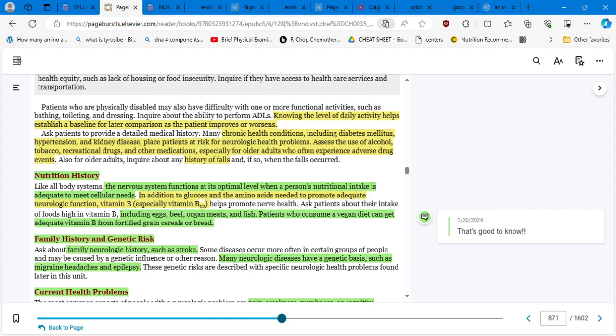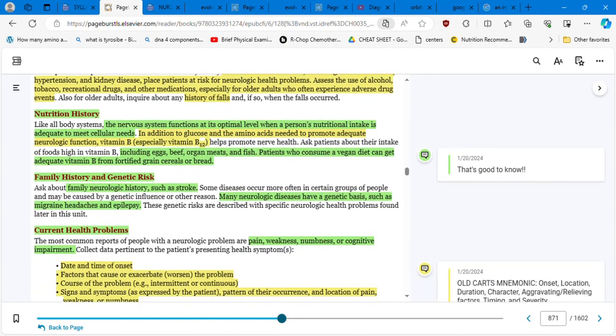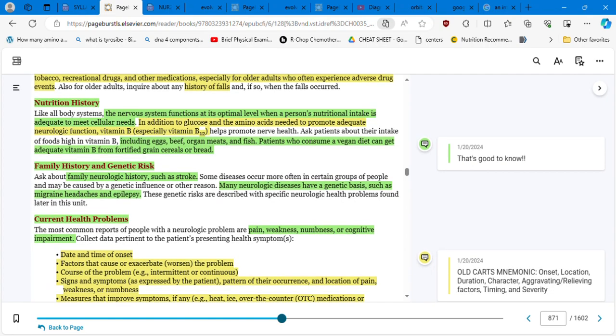Chronic health conditions, including diabetes mellitus, hypertension, and kidney disease, place patients at risk for neurologic health problems. Assess the use of alcohol, again, tobacco, recreational drugs, and other medications, especially for older adults who often experience adverse drug events. And you also assess for history of falls. Nutrition status: the nervous system functions at its optimal level when a person's nutritional intake is adequate to meet cellular needs. Okay? So the nervous system is going to be a reflection of what you eat.